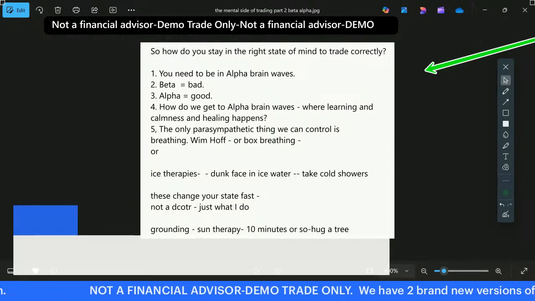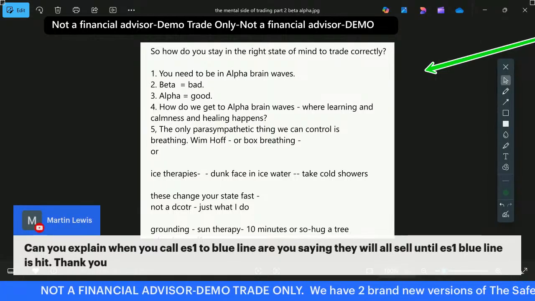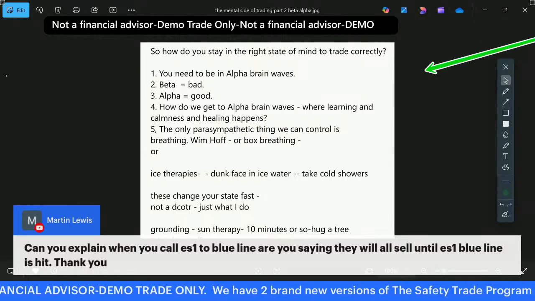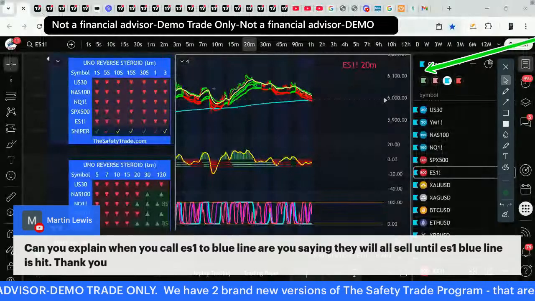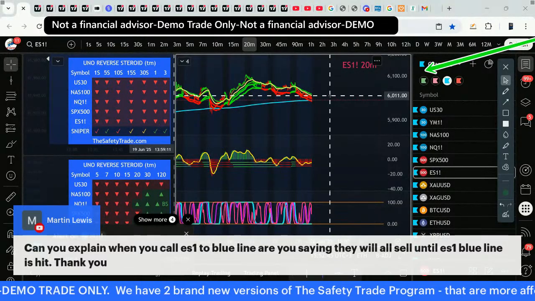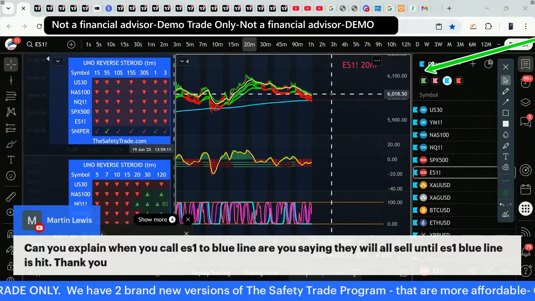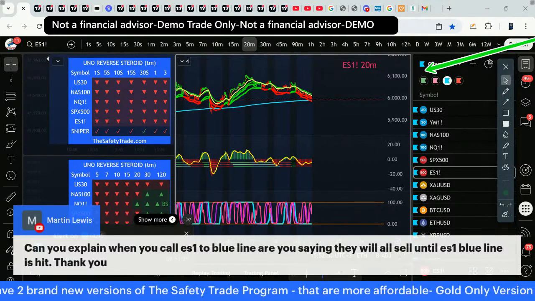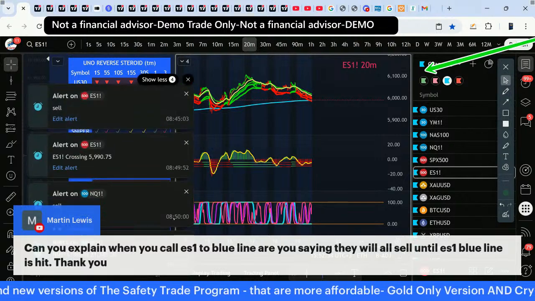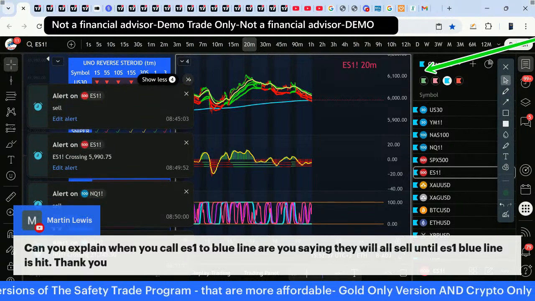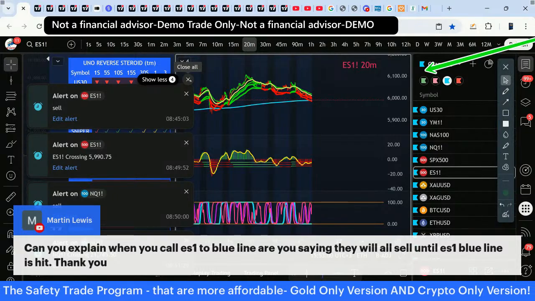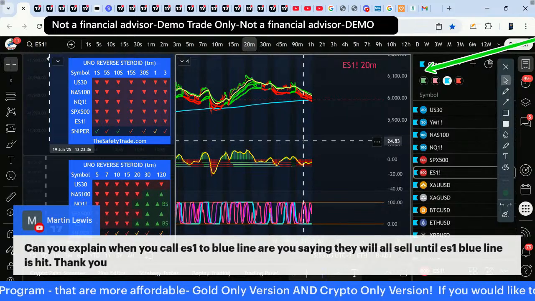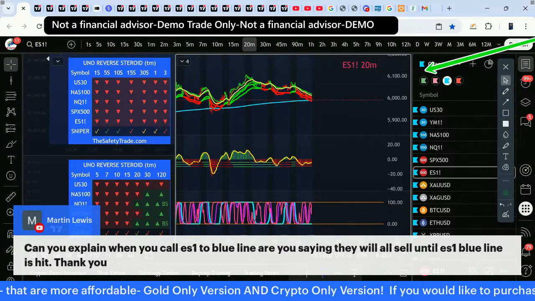Okay. Next question. Can you explain when you call ES1 to blue line? Are you saying they will all sell into the ES? Correct. 100% correct. Yes, I am exactly saying that. When I'm telling you that these are all going, see this? Look at all these correct calls. All correct calls. Told you. When I'm telling you they're going to the 20-minute line, they're all going down to the 20-minute line. Yes.